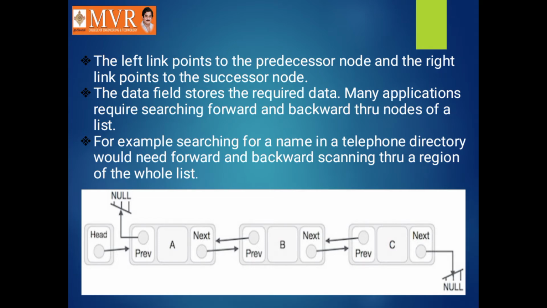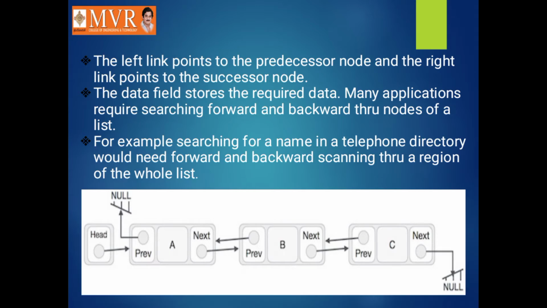Here in this sample figure, there is a head node, that is the header node. A header node always stores the address of the first node in the linked list. It does not contain any data part. It only contains the link part. And the next node, or the first node, contains the information A.